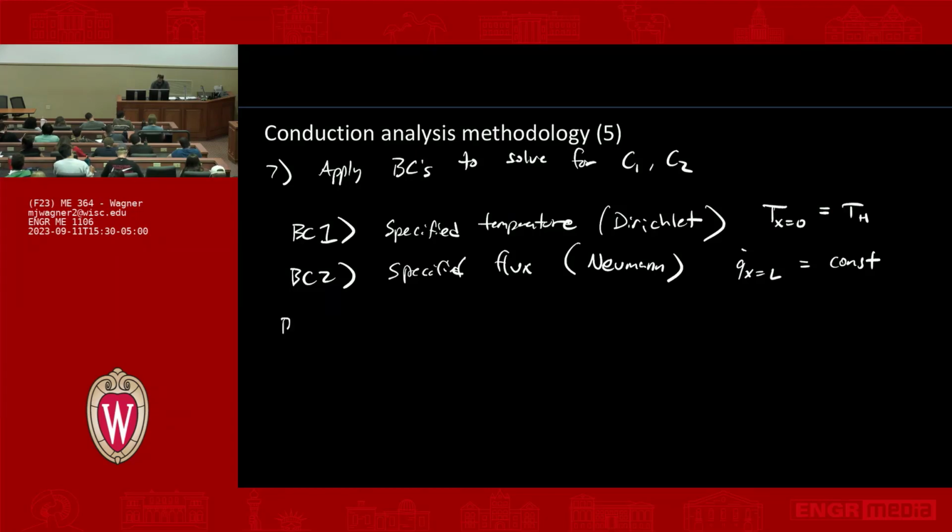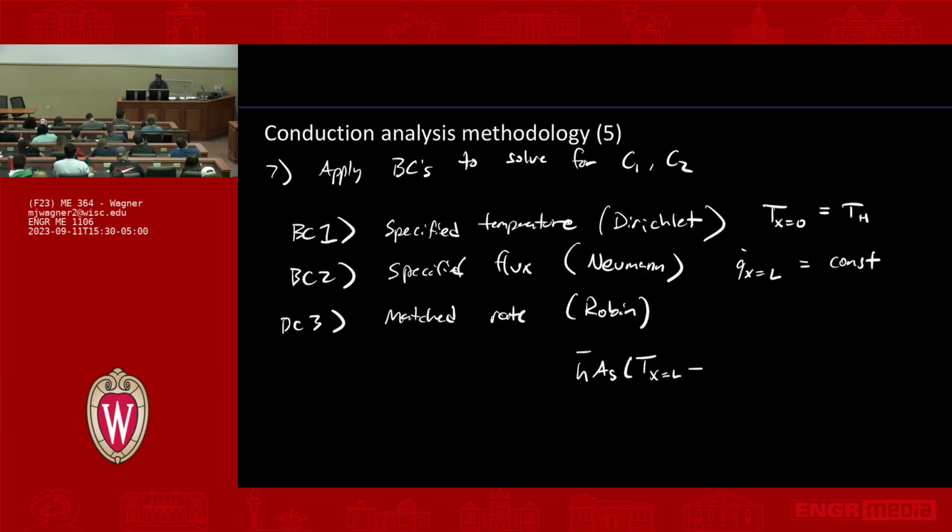The last one, BC3, is called matched rate. The fancy name for this is Robin, R-O-B-I-N. And here you're saying, I have a relationship between the temperature and the flux. An example would be h-bar A_s (T at x equals L minus T infinity) is equal to minus k A_c dT/dx at x equals L. On the left you see there's a convection rate equation applied at x equals L. On the right there's a conduction applied, and it's saying the conduction is equal to the convection. And that's your boundary condition.